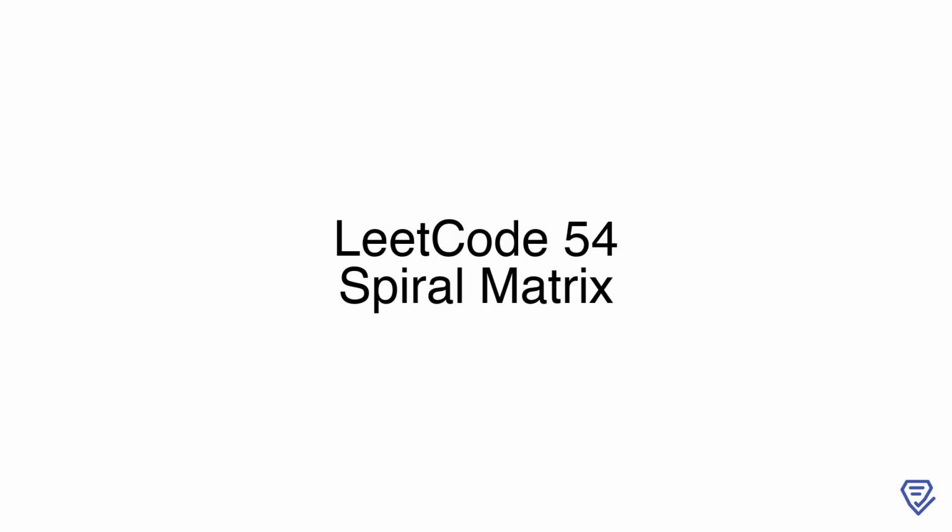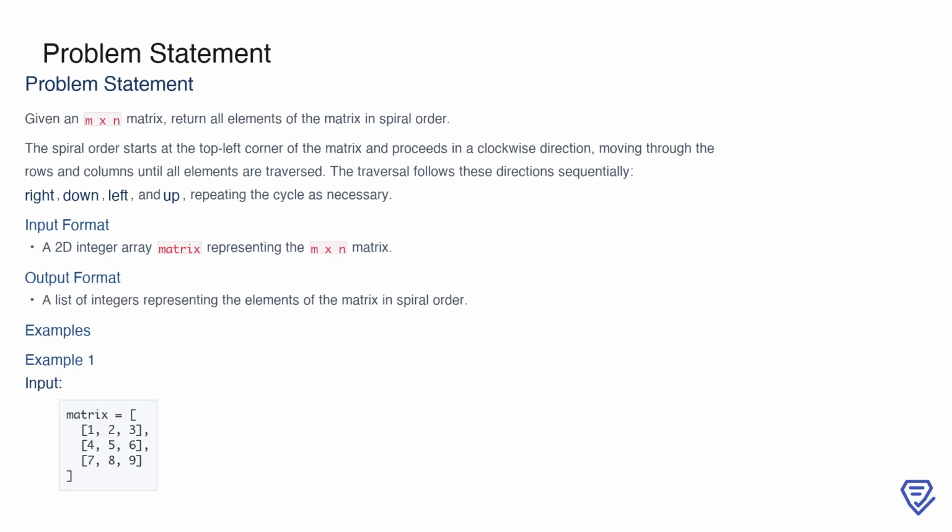Let's dive in. The problem we're solving is to traverse a 2D matrix in a spiral order and return all its elements as a single list. The spiral traversal starts at the top left corner and follows a clockwise pattern, moving right along the first row, then downward along the rightmost column, then left along the bottom row, and finally upward along the leftmost column. This process repeats while there are unvisited elements in the matrix.